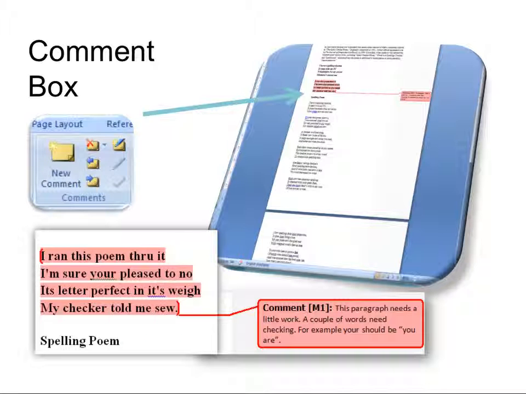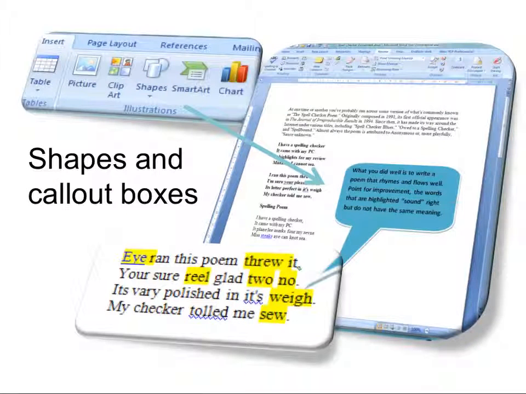There's a comment box. You click on the comment box, new comment here, and you select, then click new comment, and it'll come up like this. This paragraph needs a little work. A couple of words need checking. For example, the word "you are." All right. Then there's things like shapes and call-out boxes used in cartoons. That's probably where you've seen it. You can use those for marking.